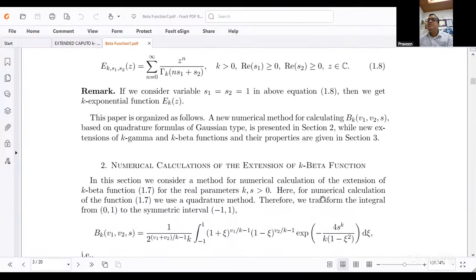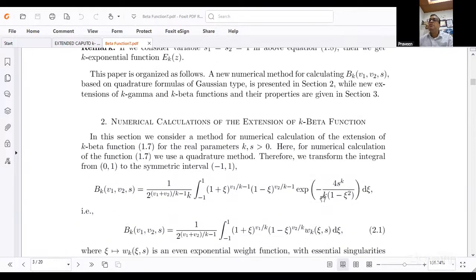So in this work, we have defined a new numerical method for calculating beta k nu 1 nu 2 s, based on the quadrature formula of Gaussian type, which is presented in section 2, while the new extension of the k gamma k beta function and their properties are given in the last section.